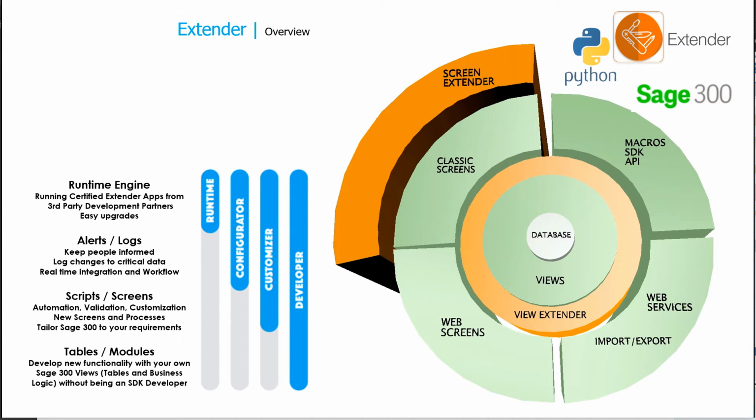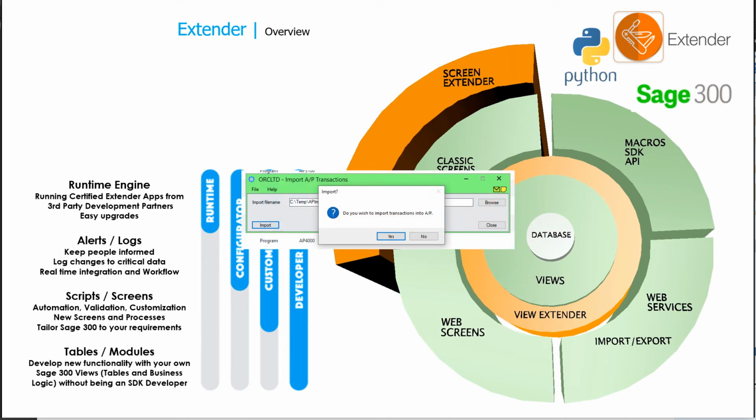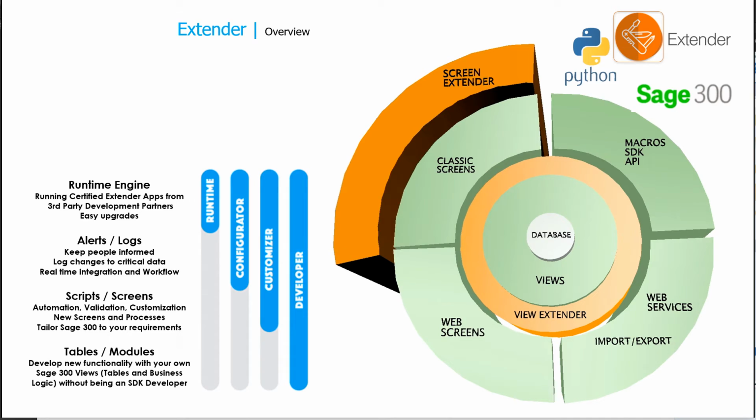Programs that import data into Sage 300 using the views will interact with the customizations developed in Extender. So if you have a validation on OE orders, when orders are imported through a third-party application, that validation will apply. In addition, you can also write Extender scripts to import data into any Sage 300 views using the Customizer or Developer edition. And you can use Extender custom screens to prompt the user to run the import. So Extender is not only designed to manage existing data, you can actually create new records with Sage 300.